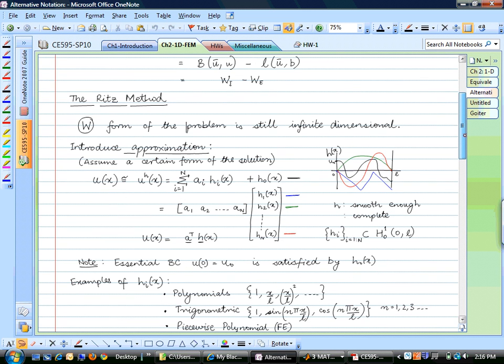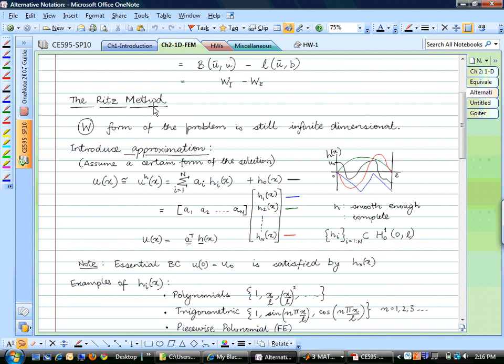But the trick here is due to the Ritz method. So what Ritz said is that I can find approximate solutions to this weak form by assuming that my solution is going to follow certain patterns. So if I say that I'm going to build my function, the solution u, as a linear combination of some known functions. Okay. So let's say we choose h1, h2, h3, h4, and so on.